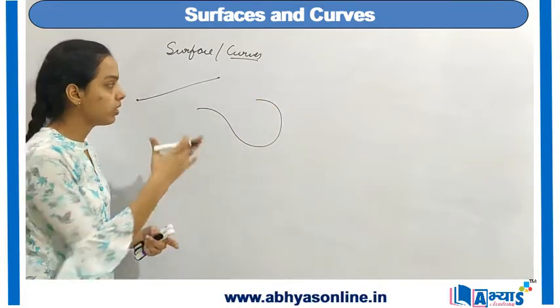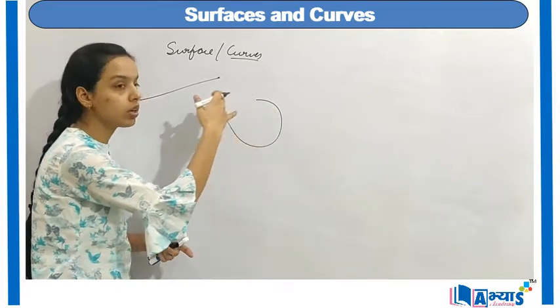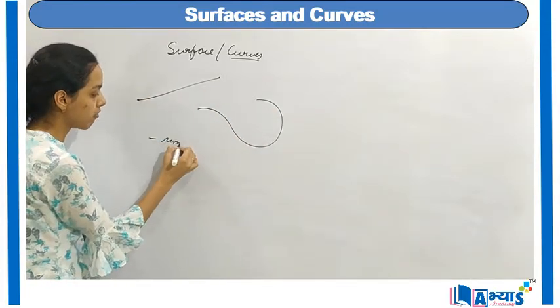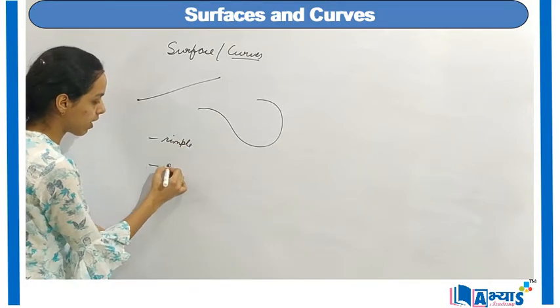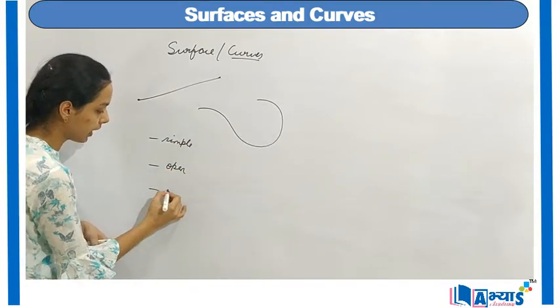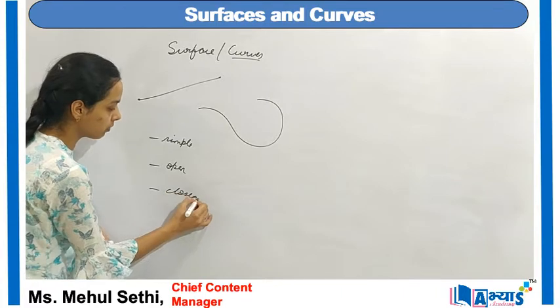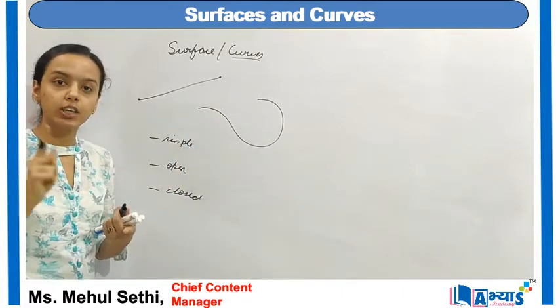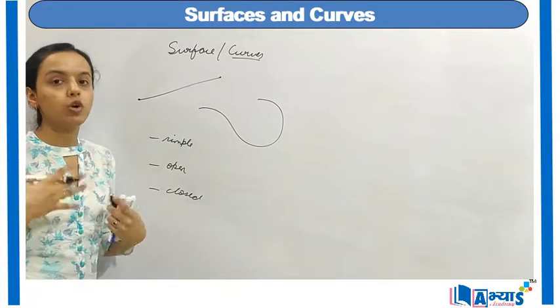So we can say that when we talk about a curve, it is actually of three types. Now these three types are, we have a simple curve, we have an open curve, and then we have a closed curve. Now this, if I take the example of this, it is both. It is actually a simple curve as well as it is an open curve.